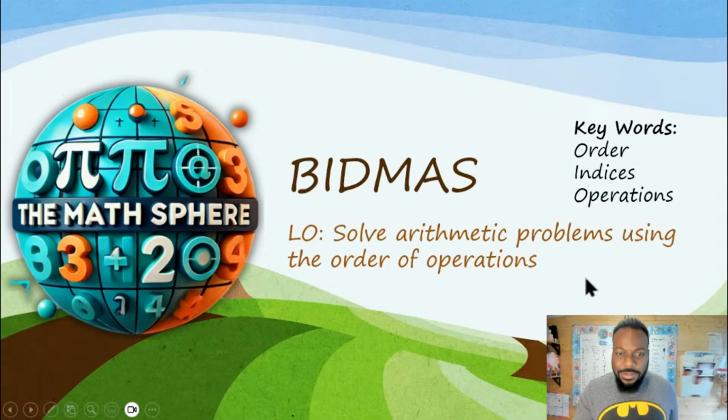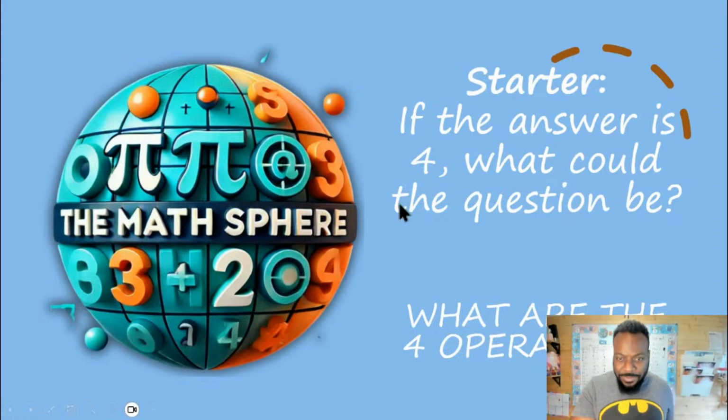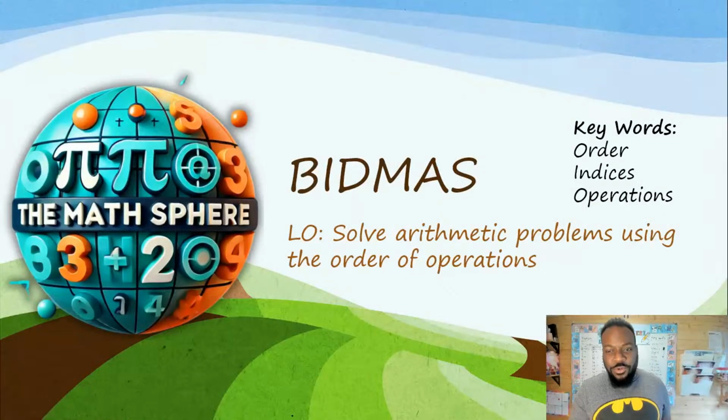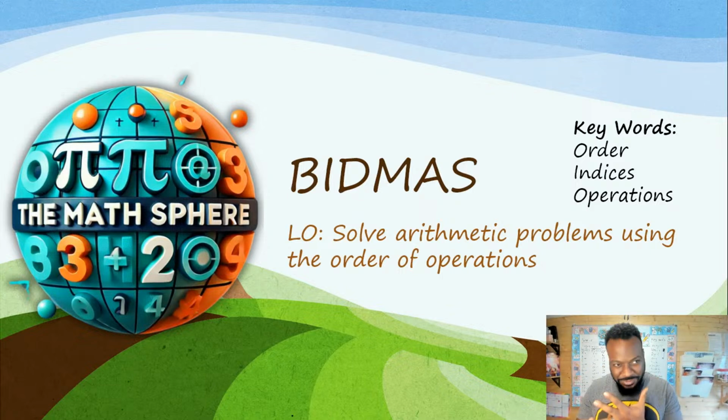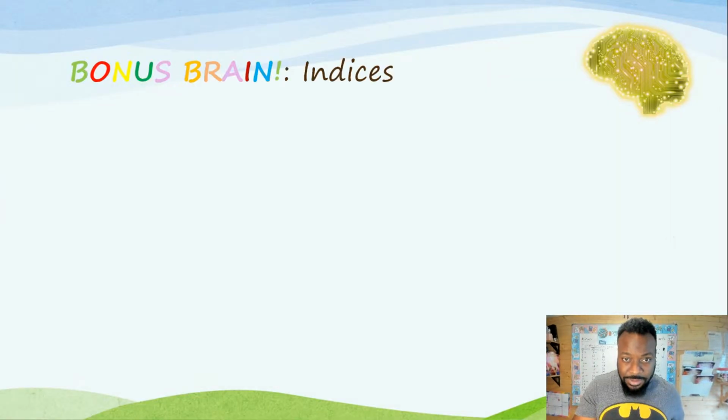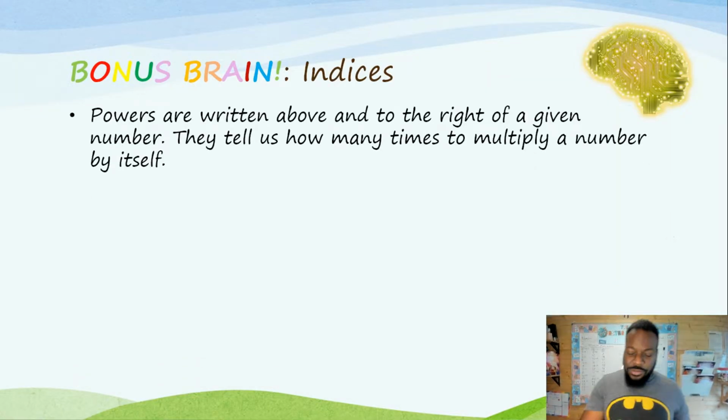All right, so BIDMAS. Got some keywords here, which is order, indices, and operations. And for those, your 4 main operations, you have addition, you have subtraction, you have multiplication, you have division. And for the bonus ones, you could have had squaring, cubing, even square rooting as well. Okay. Right. We're going to just do a little quick recap on indices.